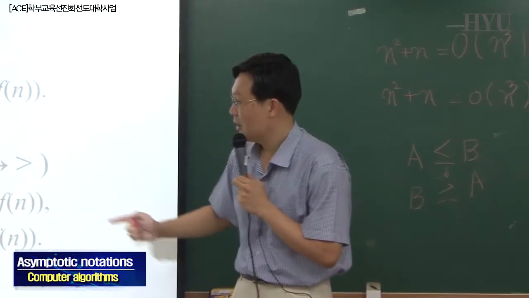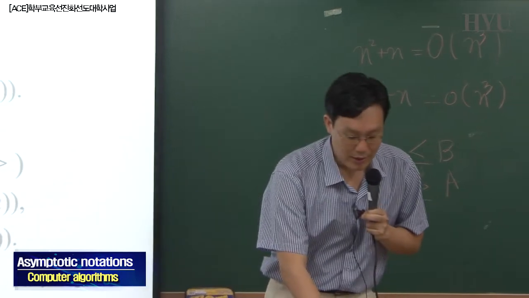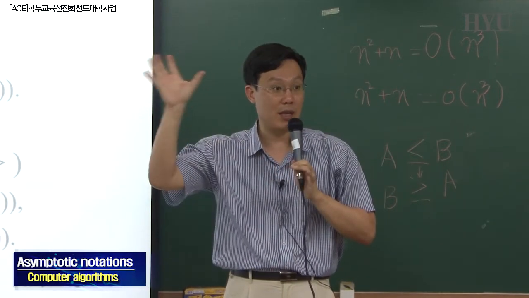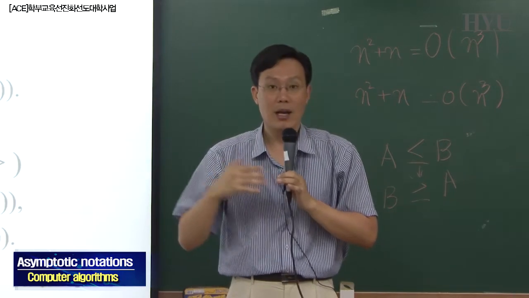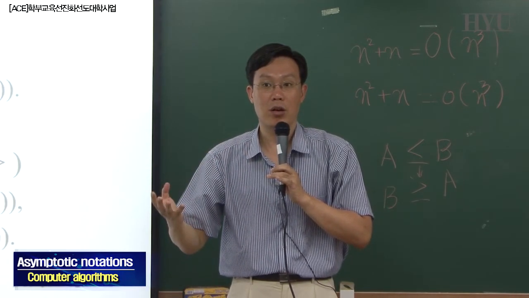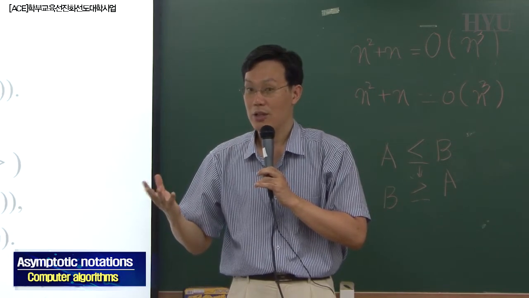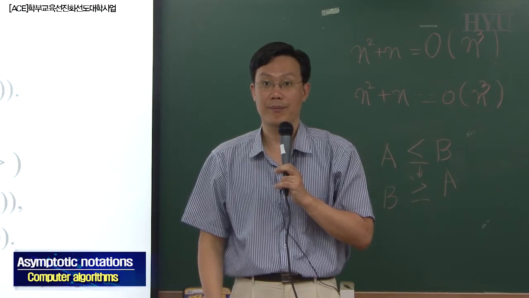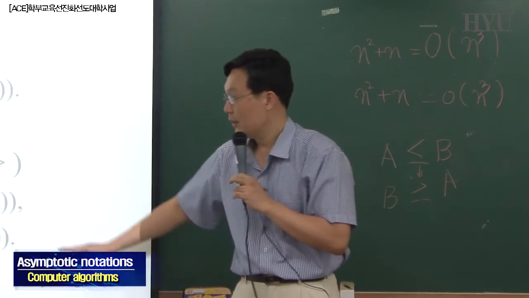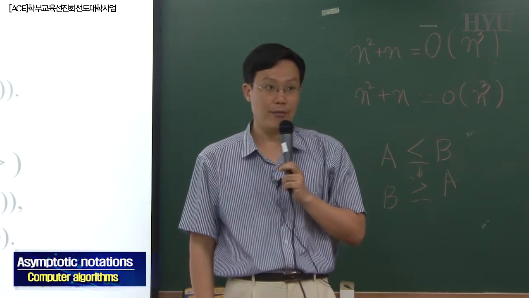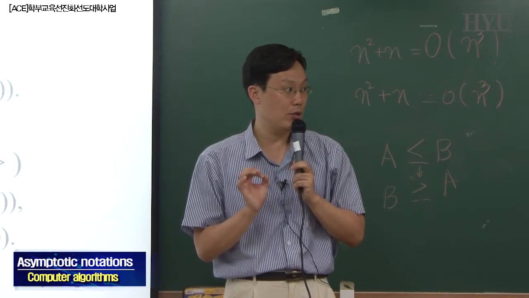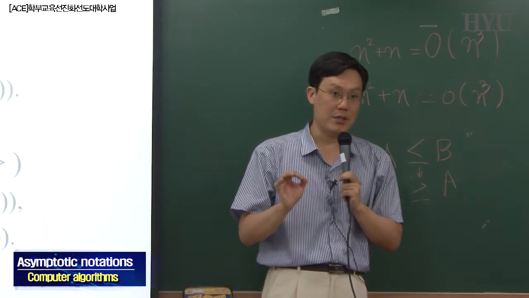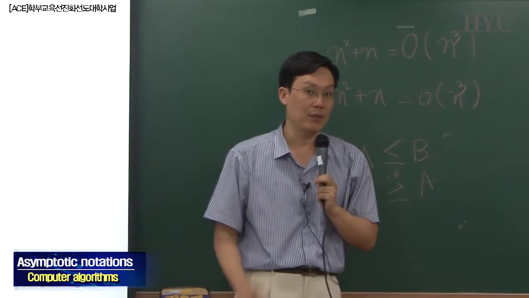Similarly, there is a transpose symmetry between big O and big omega. If f of n is big O of g of n, then g of n is big omega of f of n. And another one, if f of n is little o of g of n, then g of n is little omega of f of n.